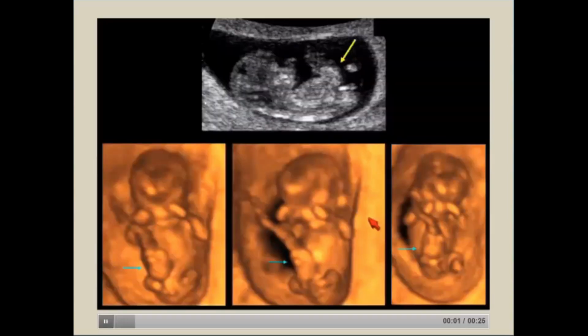So here is a 10-week gestation with physiologic bowel herniation. On a sagittal view of the fetus, we see a nice bumpy contour to the anterior abdominal wall at the cord insertion. On the 3D images, you can see that this expansion of the base of the cord is related to the umbilical cord, just like an omphalocele would be, except that this is physiologic bowel herniation, a normal finding.